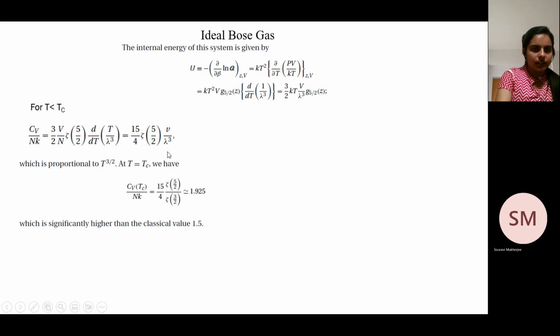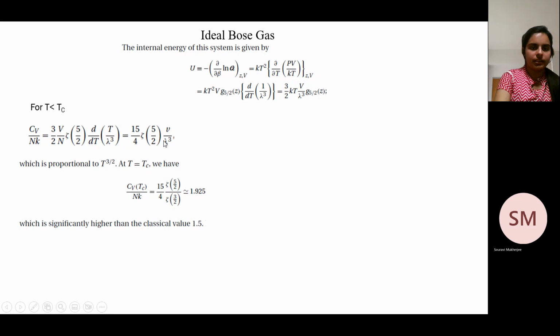So here again, if you consider how lambda depends on temperature, you can say that Cv goes as T to the power 3 by 2. Okay. And at T equal to Tc, this is how you can replace it.